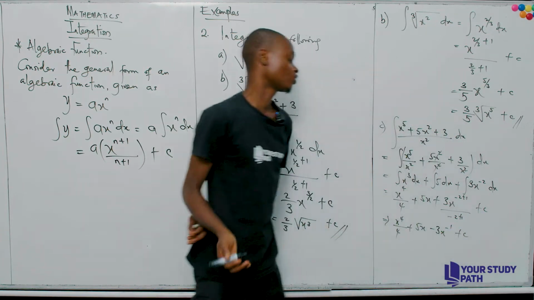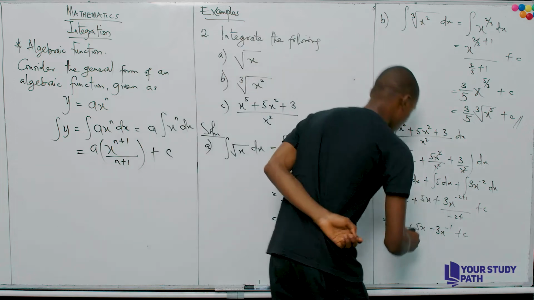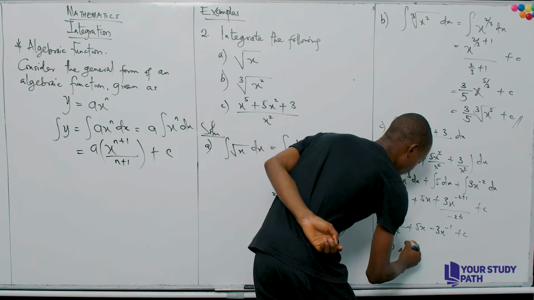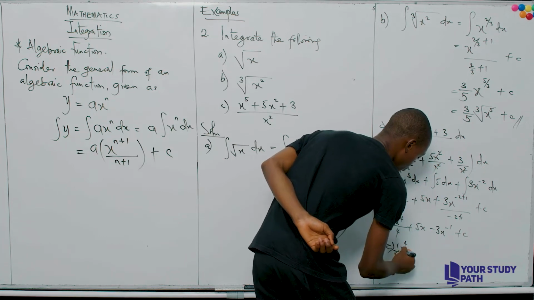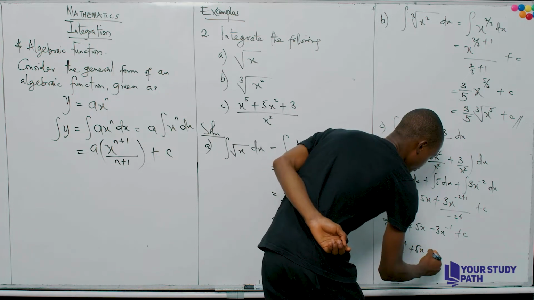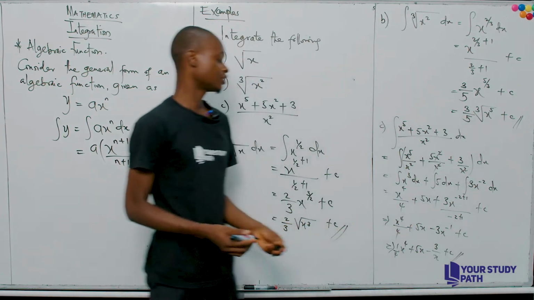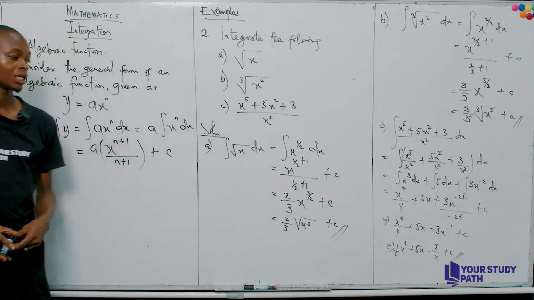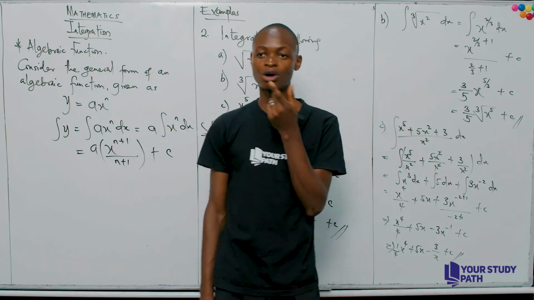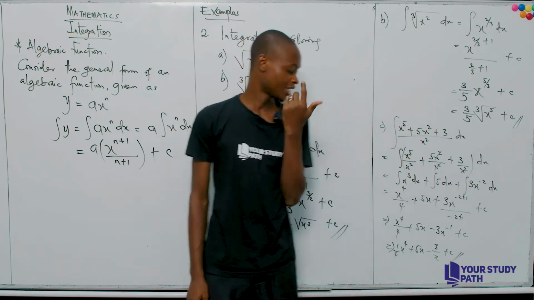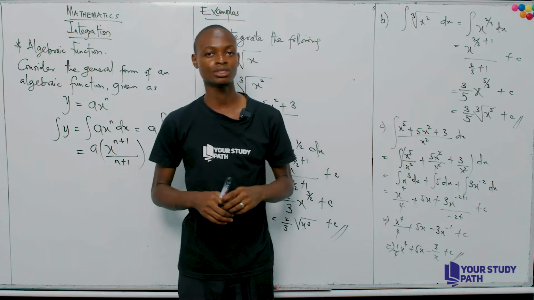And then you're done. If you feel more comfortable in the reciprocal form, apply law of indices, and you'd have it as x to the power 4 over 4 plus 5x minus 3 over x plus c. And you're done. This is how to carry out integrations. So whether it's a fractional power or a negative power, it doesn't really matter. You can still solve them using the same process.